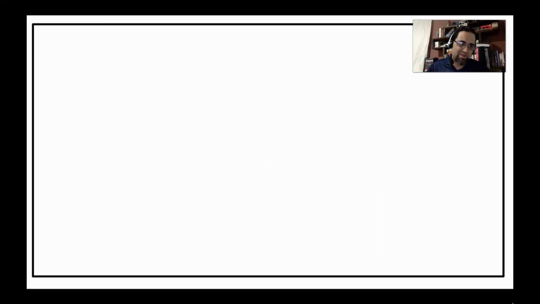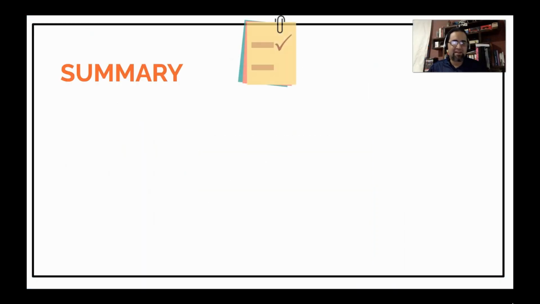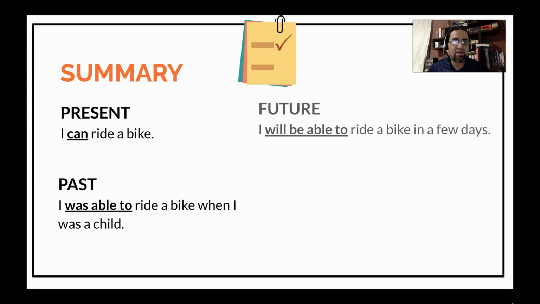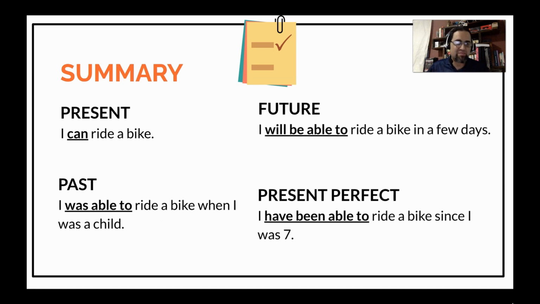So as a summary, remember, in present, you can use can. I can ride a bike, or negative form, I can't ride a bike. It's not a problem. But if you want to express the verb can in the past, it's better that you use the expression be able to. For example, I was able to ride a bike when I was a child. I will be able to ride a bike in a few days. Or in present perfect, I have been able to ride a bike since I was 7.